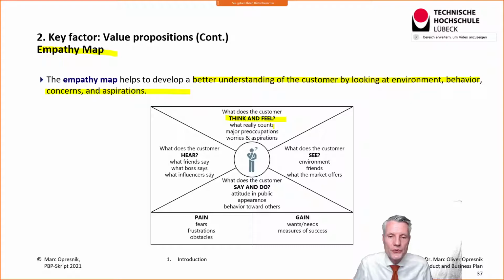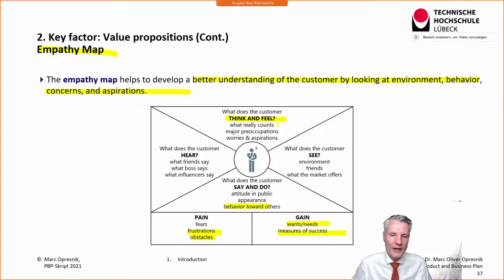What does the customer see, the environment, friends, what the market offers? And say and do, what does the customer attitude in public appearance, behavior towards others? Here you have the pains and gains, so fears, frustrations, obstacles, and gains, wants, needs, measures of success. And hearing is, what does the customer, what friends say, what bosses say, what influencers say? So we need to understand very, very thoroughly what are the reference groups, we call them, that have an impact on the buying decision of the final customers.